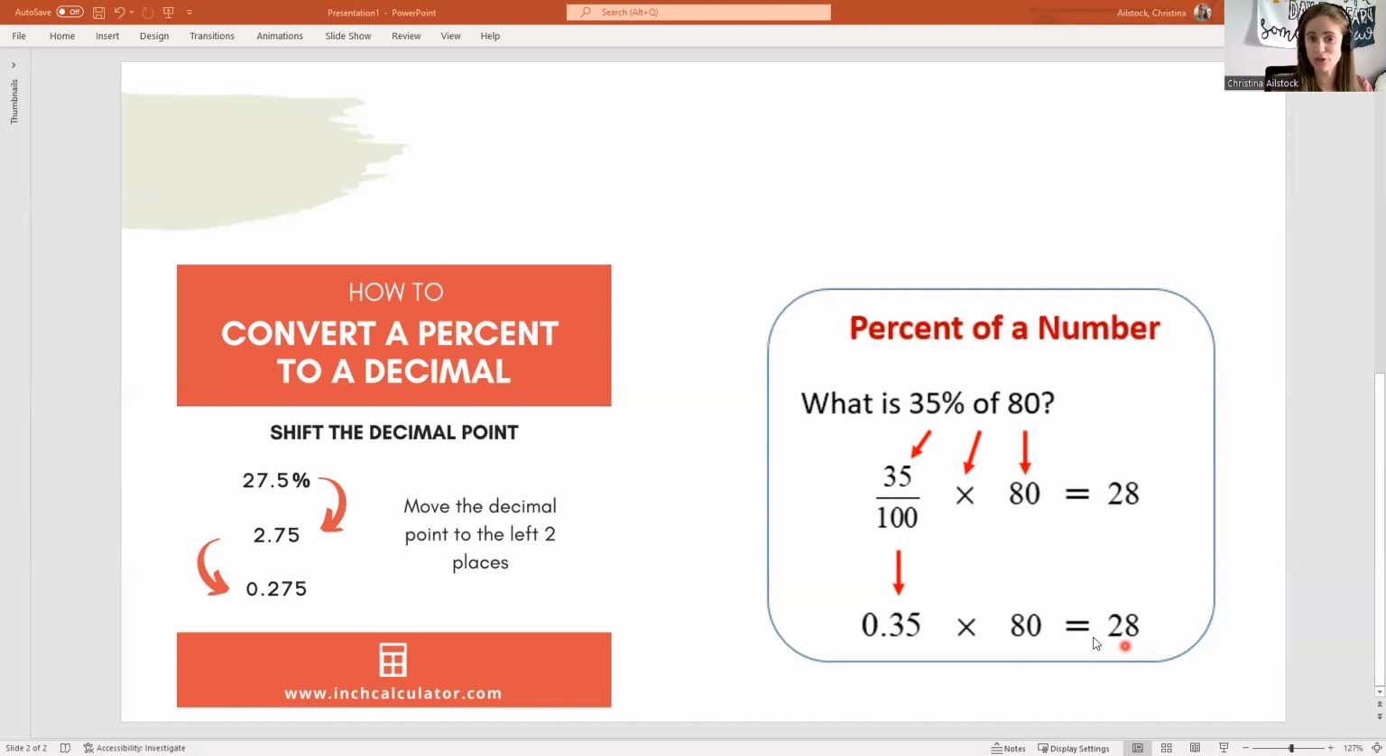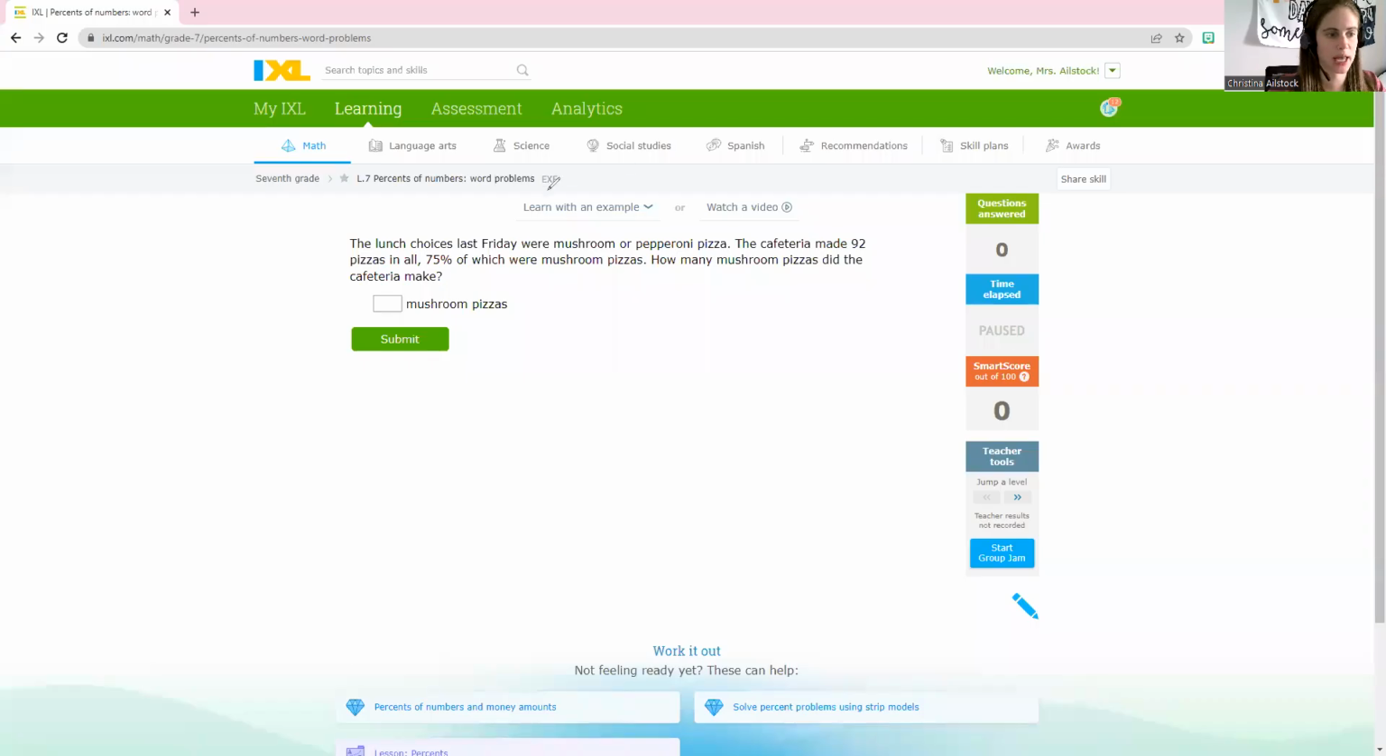All right, let's head on over to IXL so we can actually practice this ourselves and look at it through the lens of some real world scenarios and problems. All right, here we are on IXL. Remember the code is EXE, percents of numbers word problems. And don't forget that IXL has some helpful things for you as well. You can click on this to learn with an example, or you can watch a video that IXL has made. Those are always really good too.